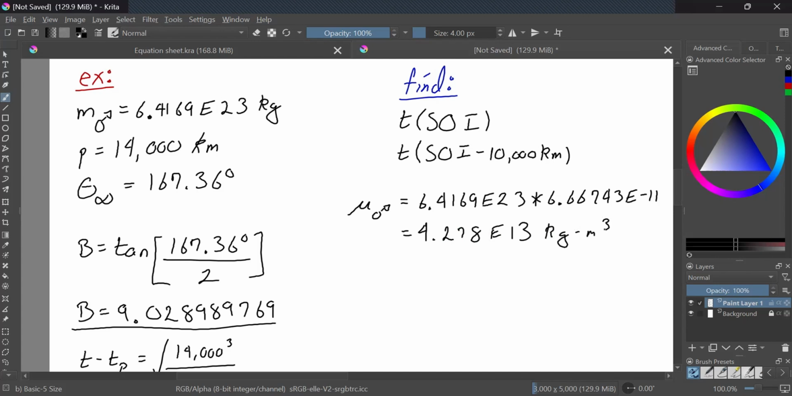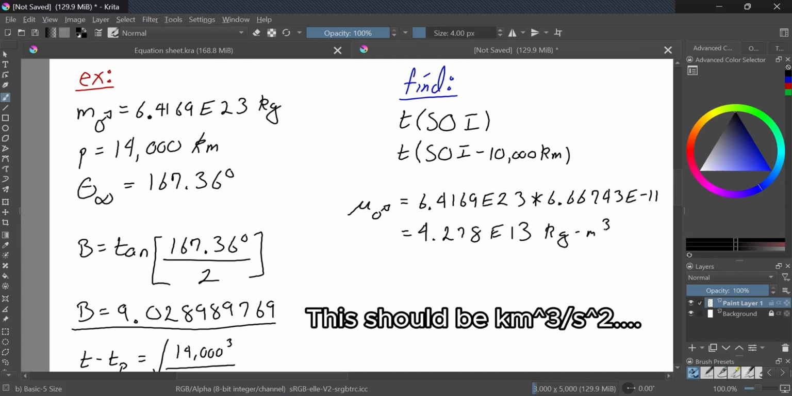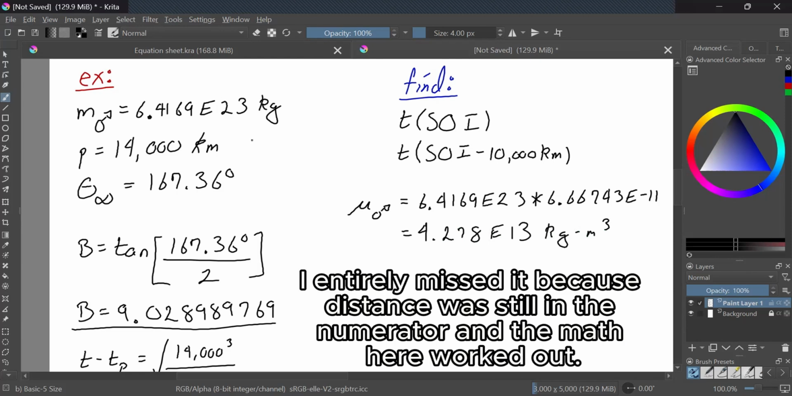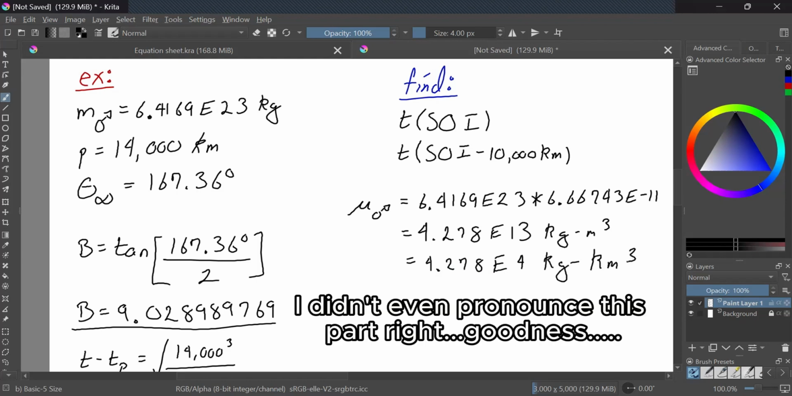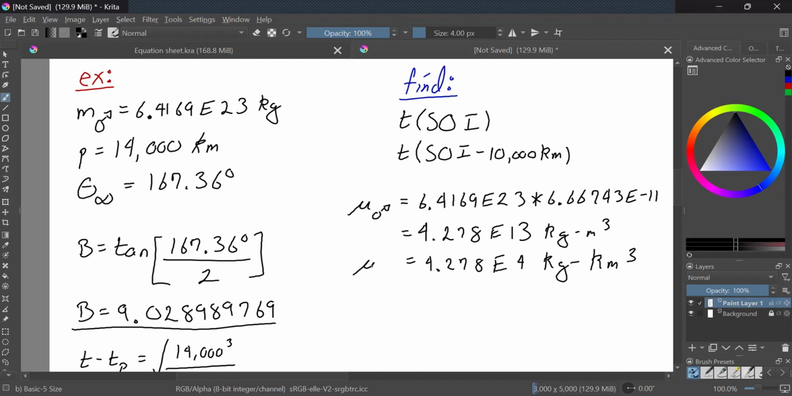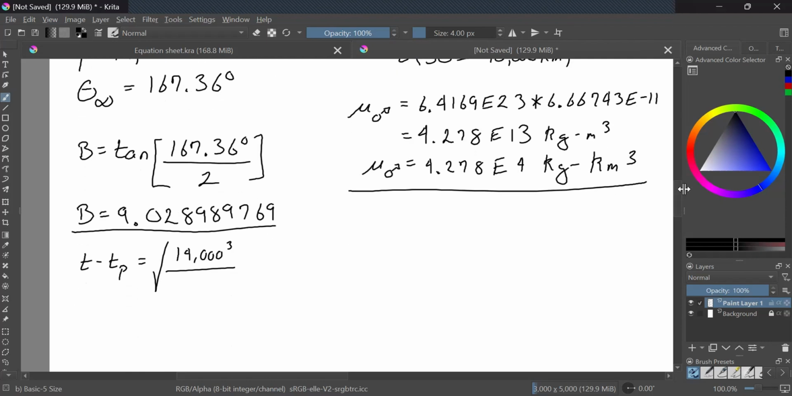kilograms meters cubed. We don't want meters cubed, we want kilometers cubed, because everything we're doing is in terms of kilometers. So we will divide this by 1,000 cubed, give us 4.278 times 10 to the 4th kilograms per kilometer cubed. We'll go ahead and put the label back on it. There we go. All right, so there is our mu value.